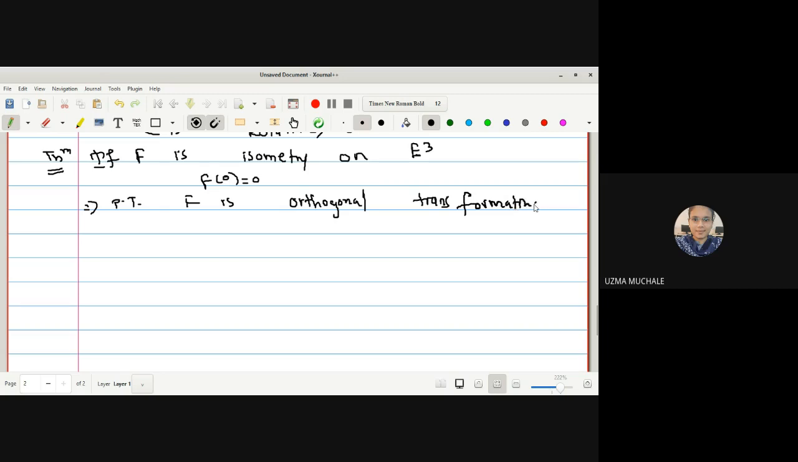Okay, how to prove this? F is an orthogonal transformation. Given that, what is given to us? First, we will write this down in the proof.